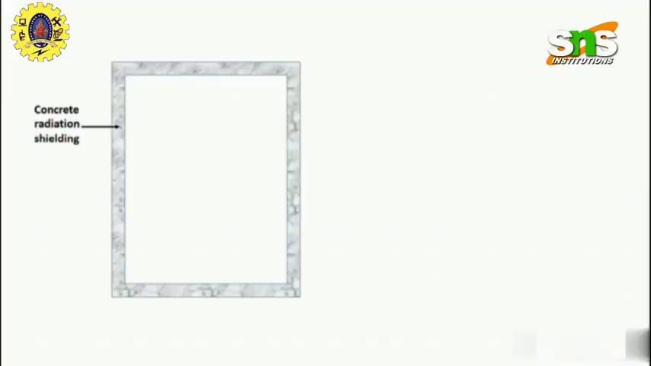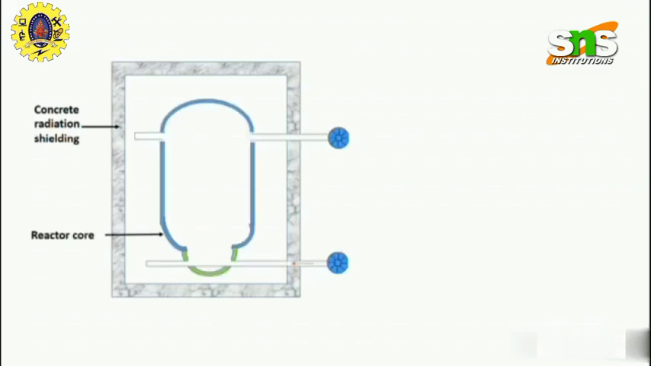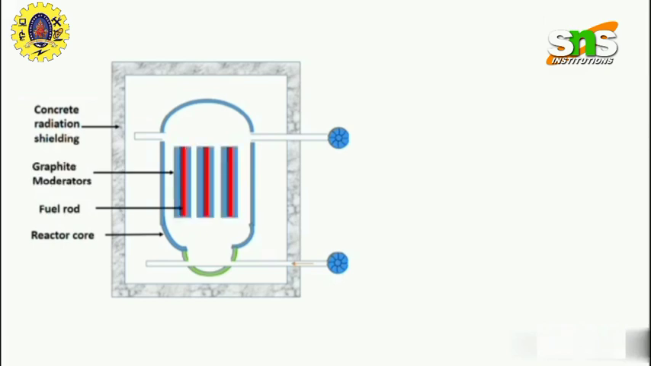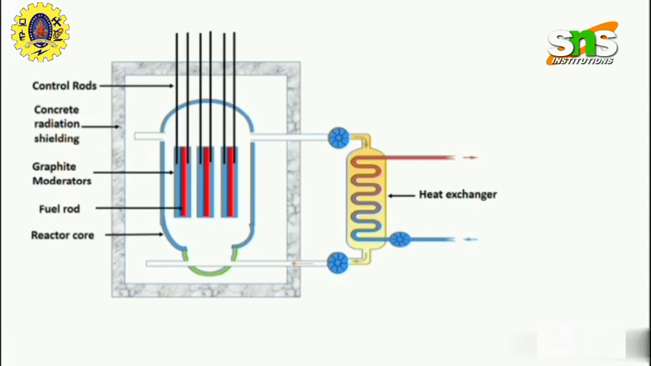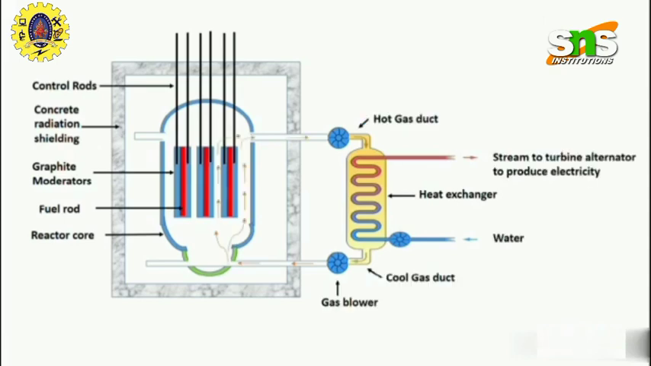Let's see the parts and the working of nuclear reactor. Concrete radiation shielding. It generally provides the protection against radiation. Reactor core. Inside the reactor core, it contains fuel rods. In between fuel rods, there is the presence of moderators. On the top of the moderators, control rods are present, and then heat exchanger where actual exchange of heat takes place, and then other supporting parts like gas blower, cold gas duct, hot gas duct, and inlet outlet tubings.